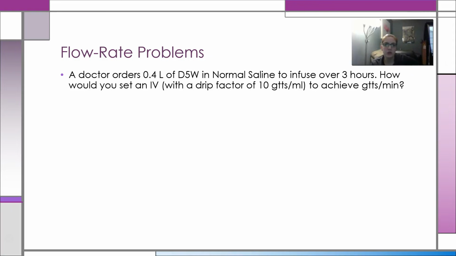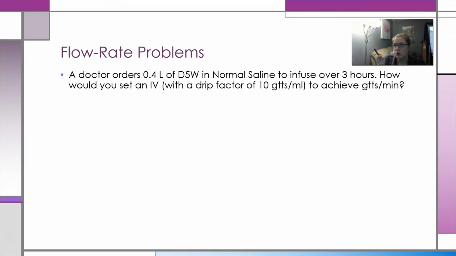So a doctor orders 0.4 liters of D5W in normal saline, to infuse over 3 hours. How would you set an IV with a drip factor of 10 drops per milliliter to achieve drops per minute?